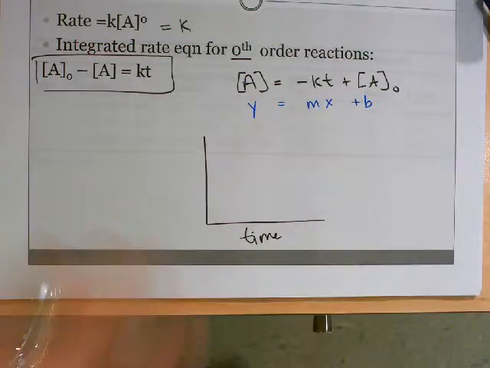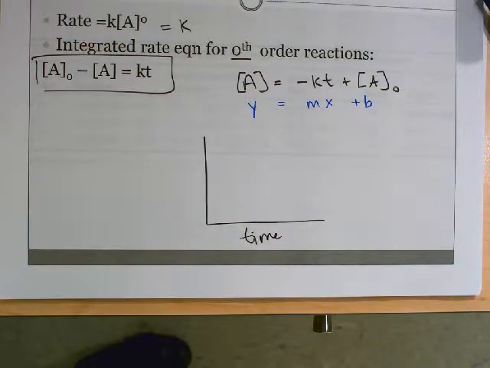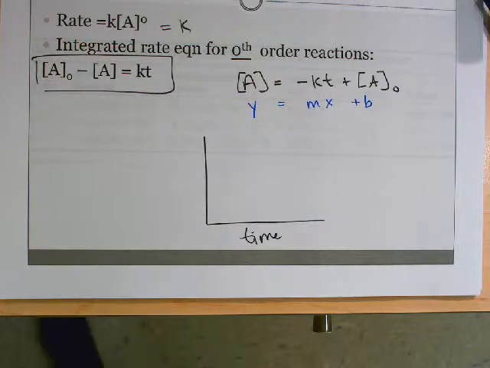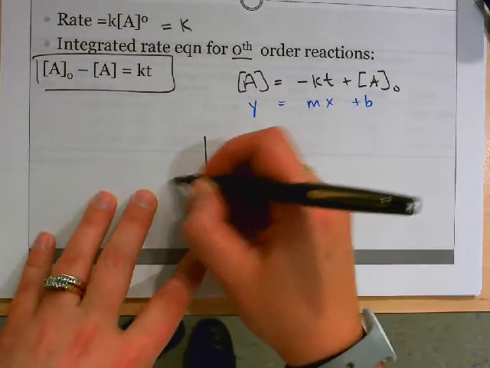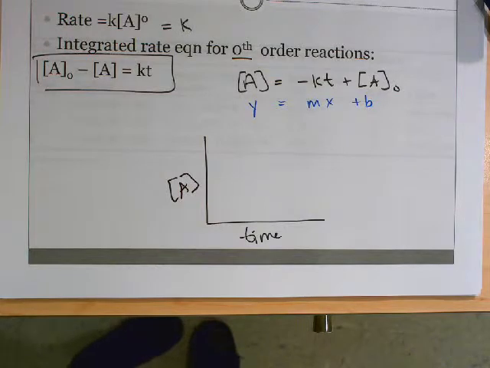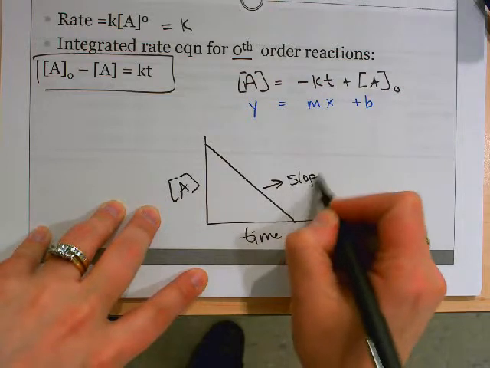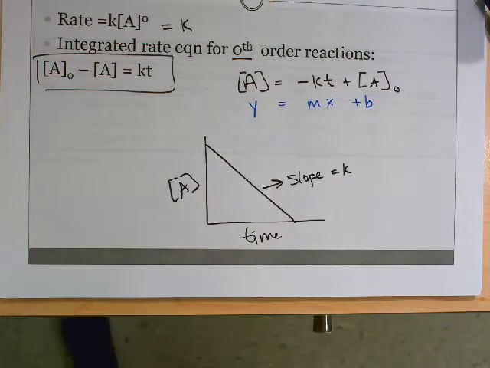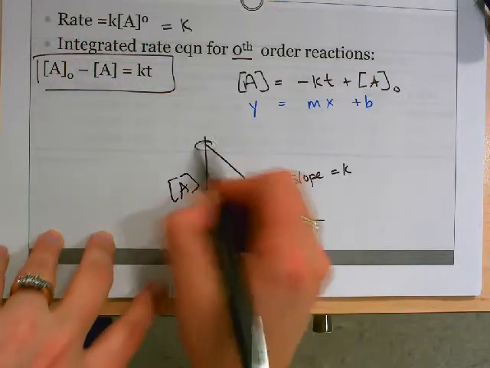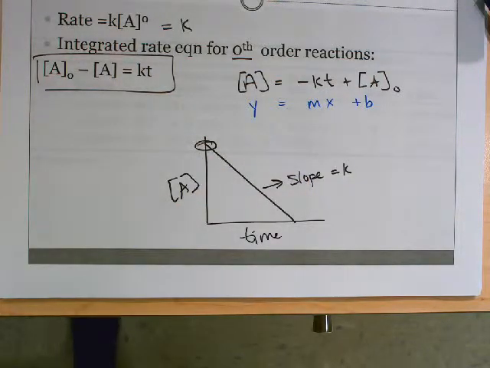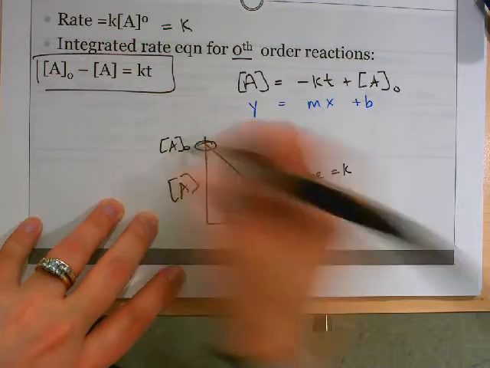Alright, so again, time goes on the x-axis, so you can't tell the graph based on the x-axis. It's going to be based on the y-axis. What should I put on my y-axis in this case? Alright, just plain A. Which direction should my slope go? Down or up? Down. And again, slope equals k. And then what's my y-intercept equal? Just my original concentration.